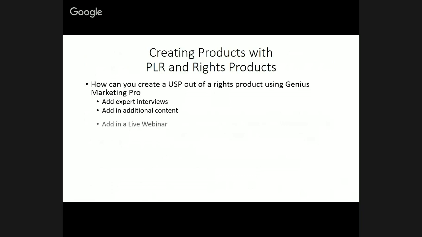You can also add in a live webinar. With Genius Marketing Pro, you're actually going to put the sign up to the live webinar on your thank you page. So when they buy your product, they're going to get sent to the thank you page, and you're going to give them a link to a live webinar. As a matter of fact, you can auto register them using the share code, right? If you use Genius Marketing Pro and Webinar Fusion Pro.